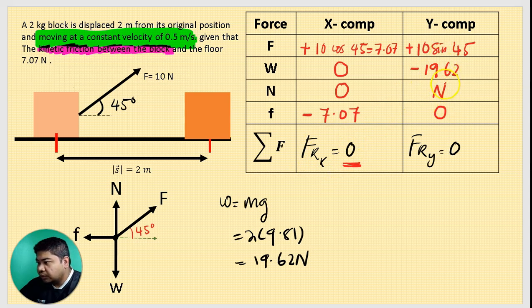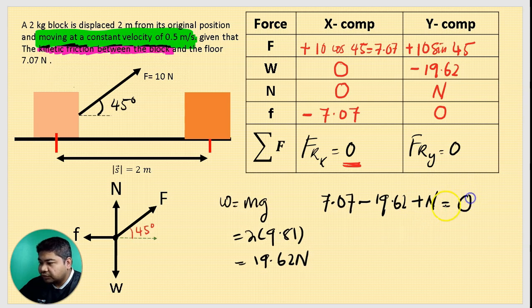So okay, now we can calculate the N from the y component. If we add 10 sine 45, which is 7.07, plus negative 19.62, so minus 19.62, and then plus N, equals 0. Meaning that N is equal to 12.45 Newton. Alright, so we already get the value for the normal force.